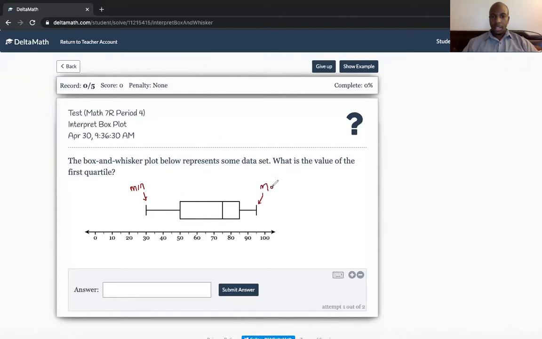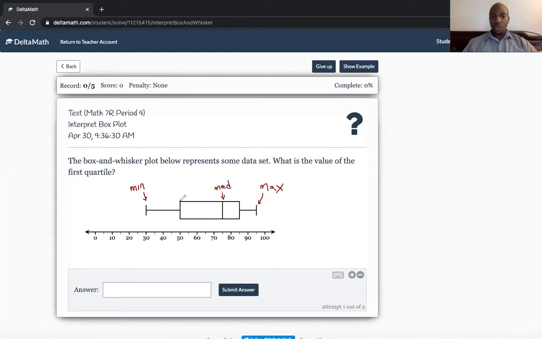Okay. This is a good overview I'm going to do because I don't know what question they may ask you later on in your Deltamath assignment. So minimum, maximum. You should identify that this line in the middle is actually indicating the median number or the middle number, right? We talked about median a couple times. You should be able to identify that that's the median, okay?